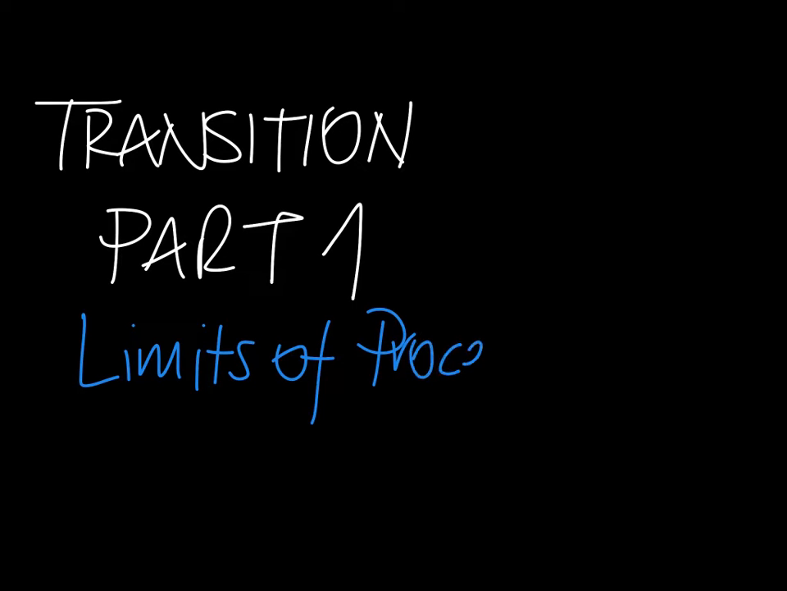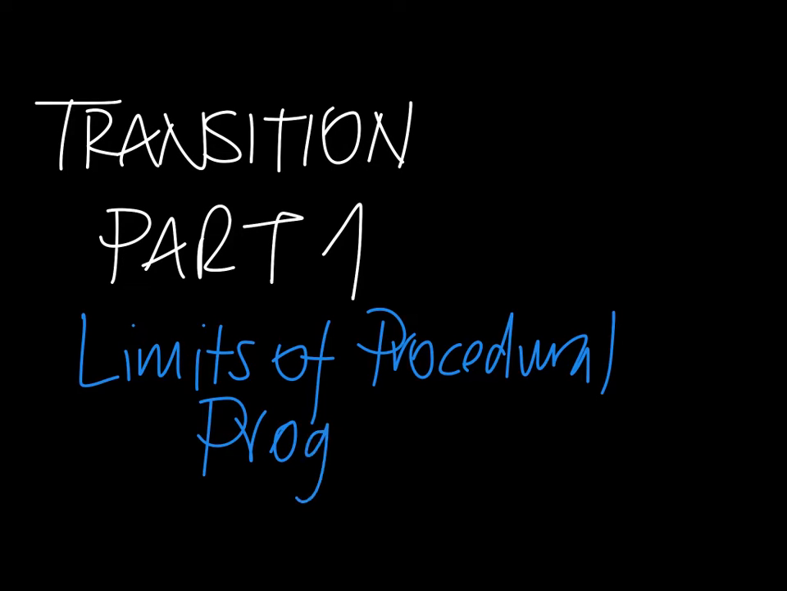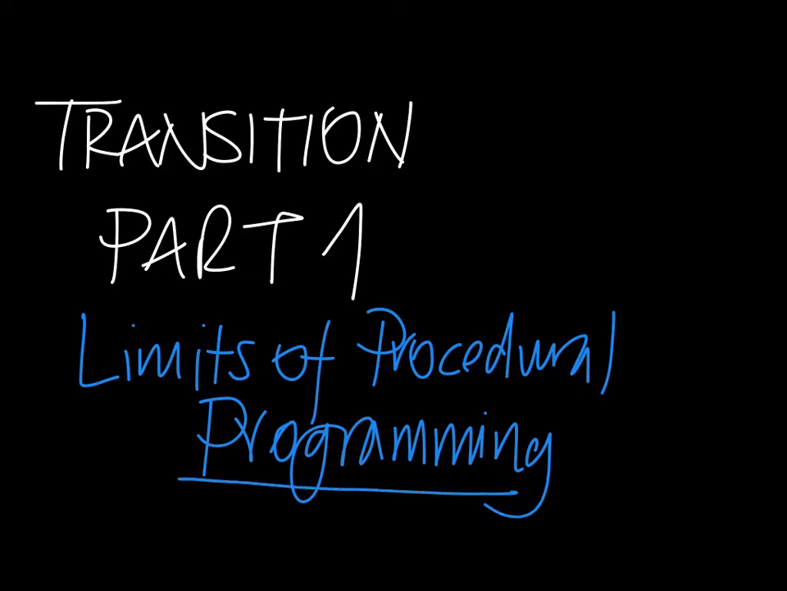And what we're looking at in part 1 is the limits of what you call procedural programming. And this is the way that we have been programming in the unit so far. We've been using a technique which is essentially a series of procedures, and we create new types of procedures in new types of blocks.